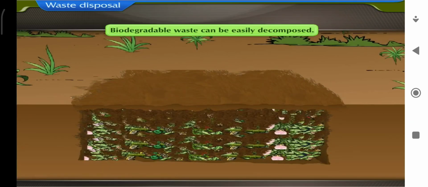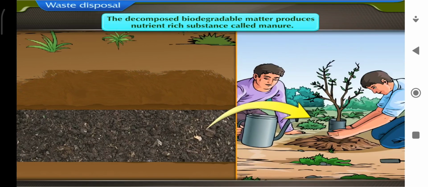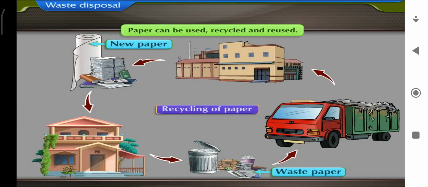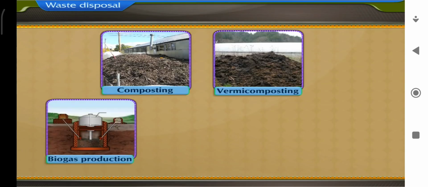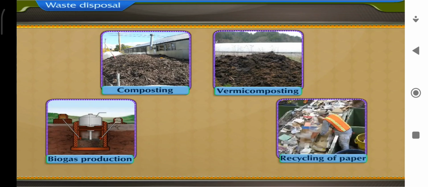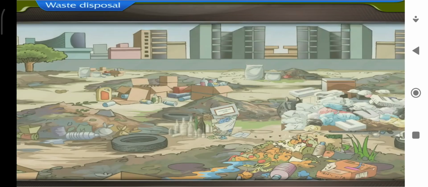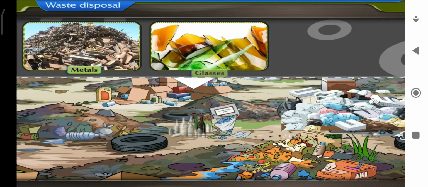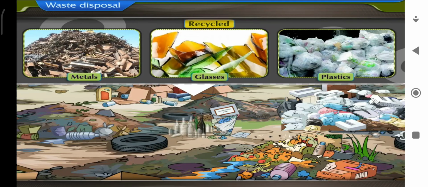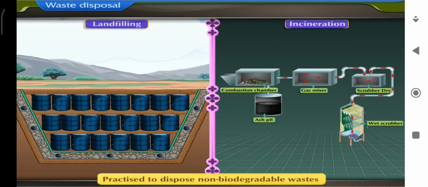Biodegradable waste can be easily decomposed. The decomposed biodegradable matter produces a nutrient-rich substance called manure. Paper can be used, recycled, and reused. Composting, vermicomposting, biogas production, and recycling of paper are different methods of disposal of biodegradable waste. Proper methods should be used to dispose non-biodegradable waste. Metal, glass, and plastic waste can be recycled. Techniques like landfilling and incineration are practiced to dispose non-biodegradable waste.